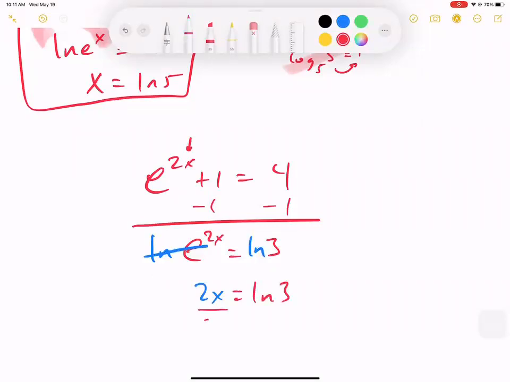Last step, divide both sides by 2. X is equal to natural log of 3, over 2. Not natural log of 3 over 2. Make sure you don't stick that 2 in there. It's natural log of 3, over 2. You don't have to write parentheses, but you have to understand that we can't just mix those together, right? It's an ln of 3, then divide that number by 2.